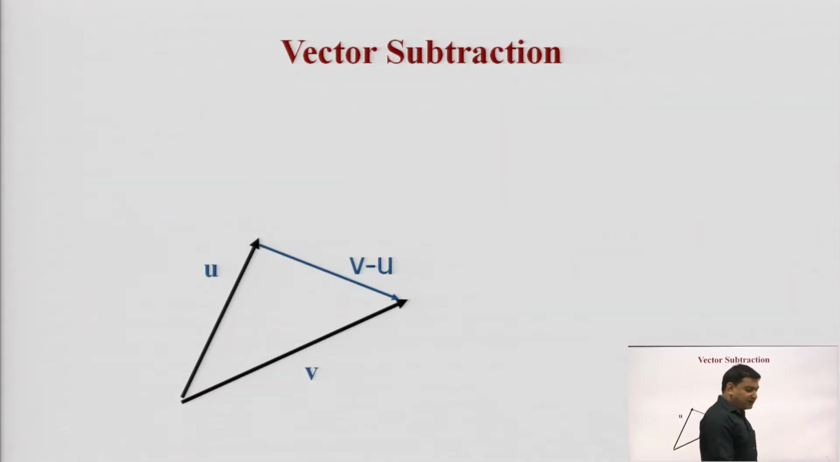This is the vector subtraction in the same way, where v and u are added together in the form of opposite direction.